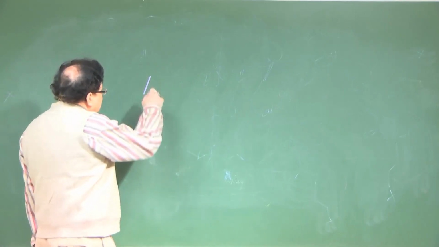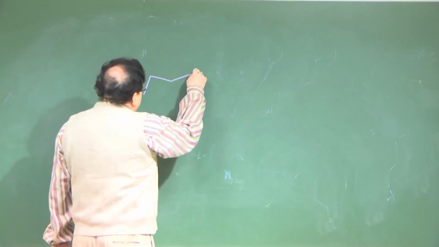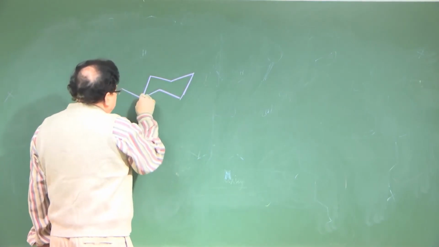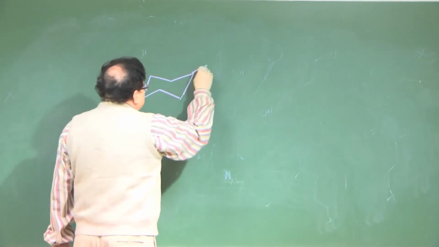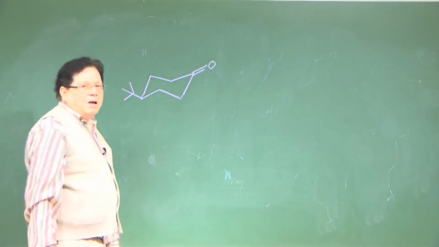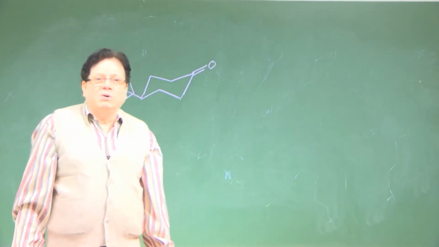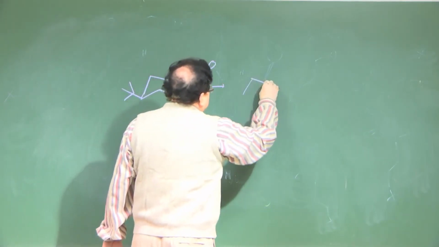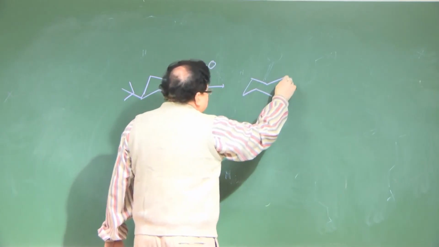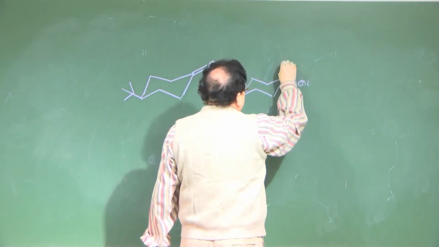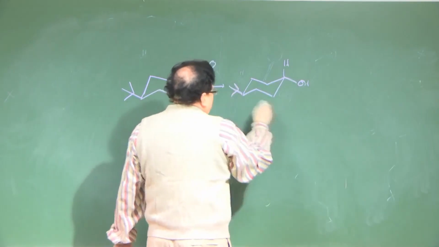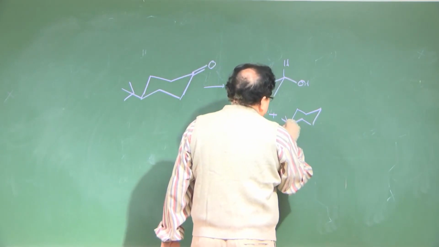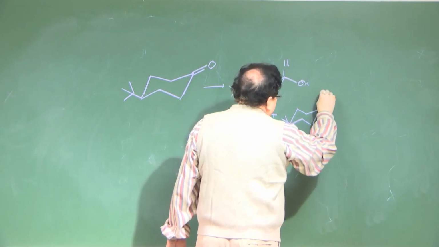So, let me just quickly revisit that problem. The problem was basically that if you have a cyclohexanone, and if you reduce the cyclohexanone, say with sodium borohydride, then there are possibilities of formation of two products. One is the equatorial alcohol and another is the axial alcohol. Okay. Now, what is found is that the equatorial alcohol predominates.